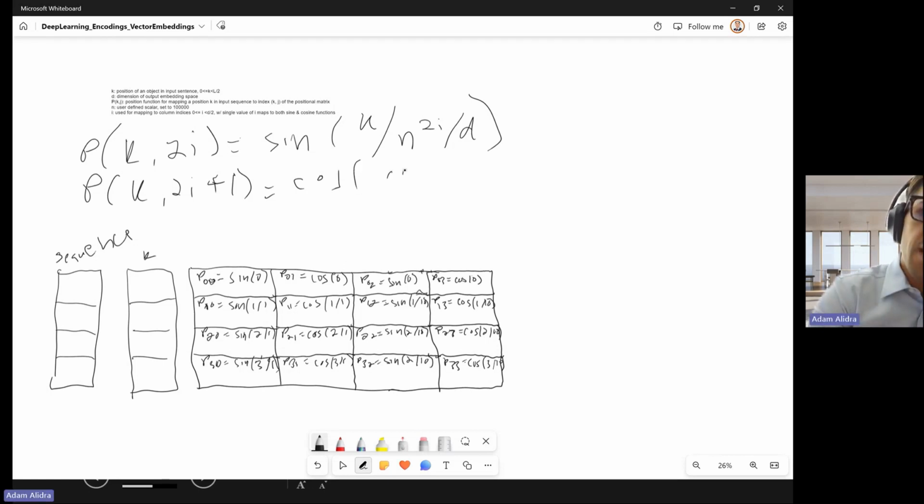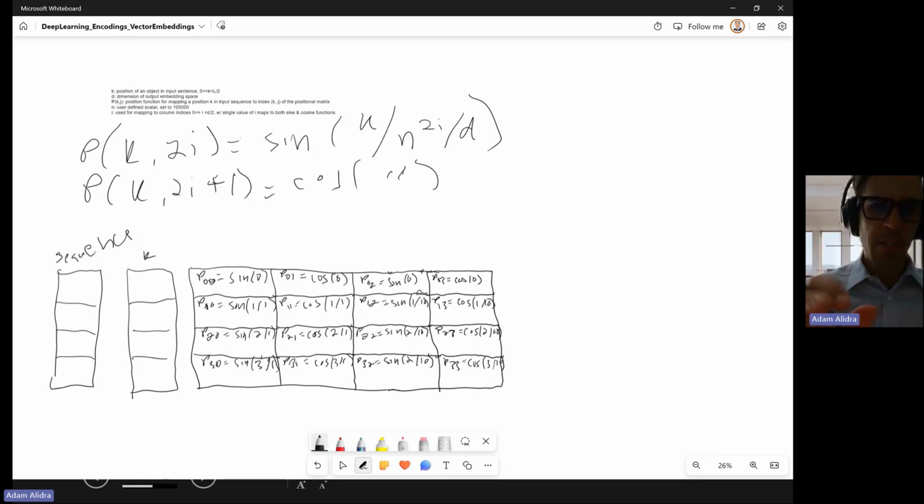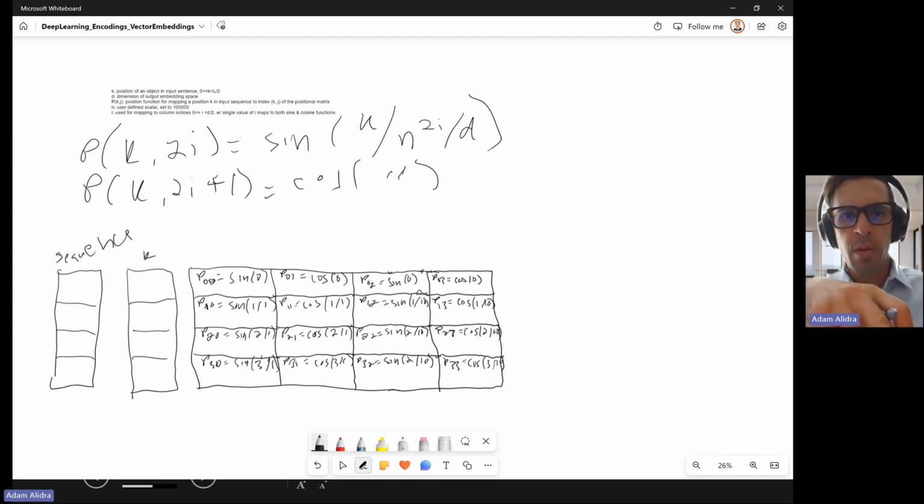And in the interest of time, I'm just going to put quotation to represent this. It looks exactly the same as the formula above. And so K represents the position of an object in the input sentence, where K is greater than or equal to 0 and less than L over 2. D is the dimension of the output embedding space.